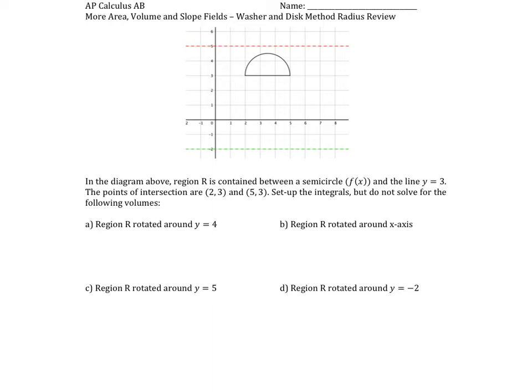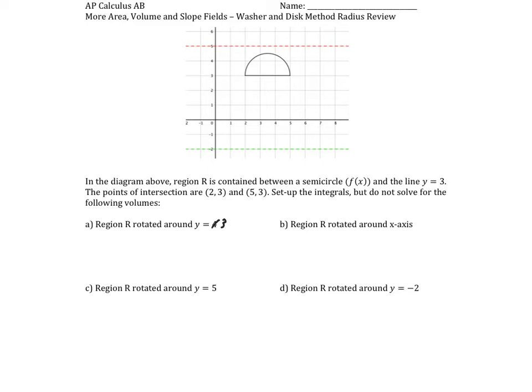So first thing I want to do on part A is make a correction. Region R rotate around y equals 4, before I forget, that should be y equals 3. But anyways, let's review. It says in the diagram above, region R is contained between the semicircle, which we'll just call f of x, and the line y equals 3. The points of intersection are (2, 3) and (5, 3). Set up the integrals, but do not solve for the following volumes.